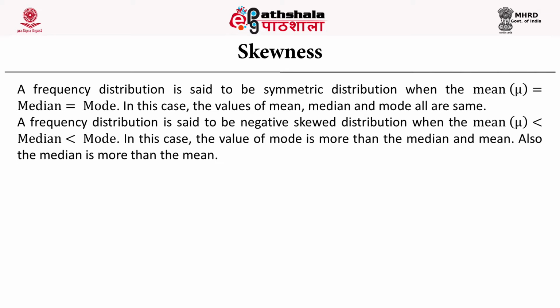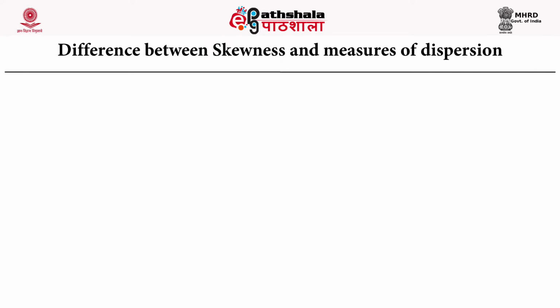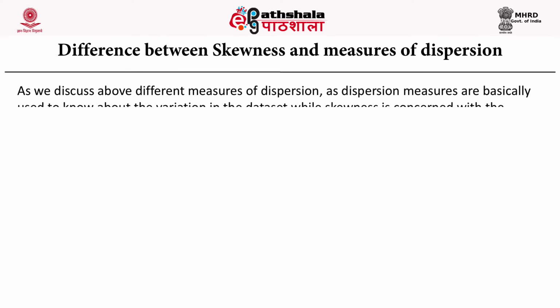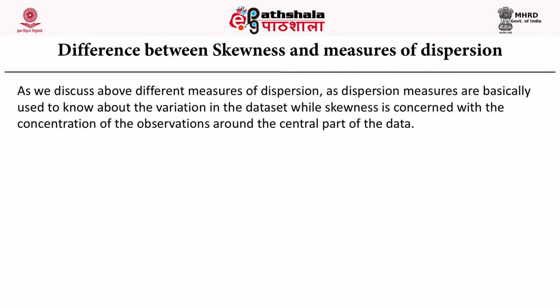Also, the median is more than the mean. Now, here we discuss the difference between skewness and measure of dispersion. As we discussed above, dispersion measures are basically used to know about the variation in the data set, while skewness is concerned with the concentration of observation around the center part of the data.